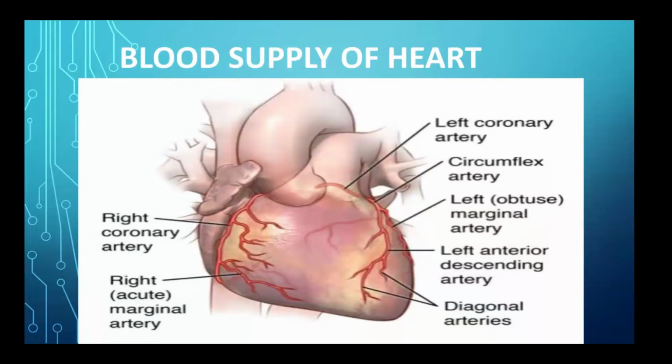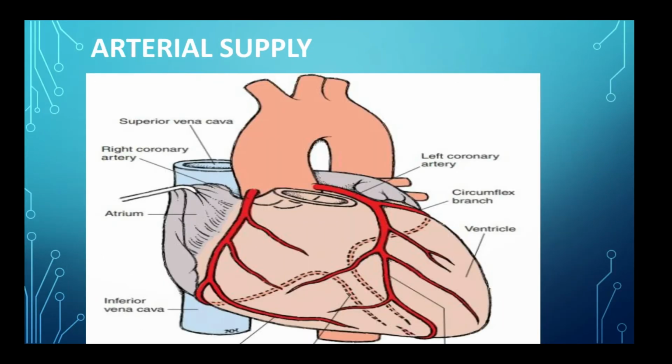Today I am going to discuss the blood supply of the heart. So, the arterial supply of the heart. The heart gets its oxygen and nutrients from two arteries, the right and left coronary arteries, which are the first branches of the aorta.